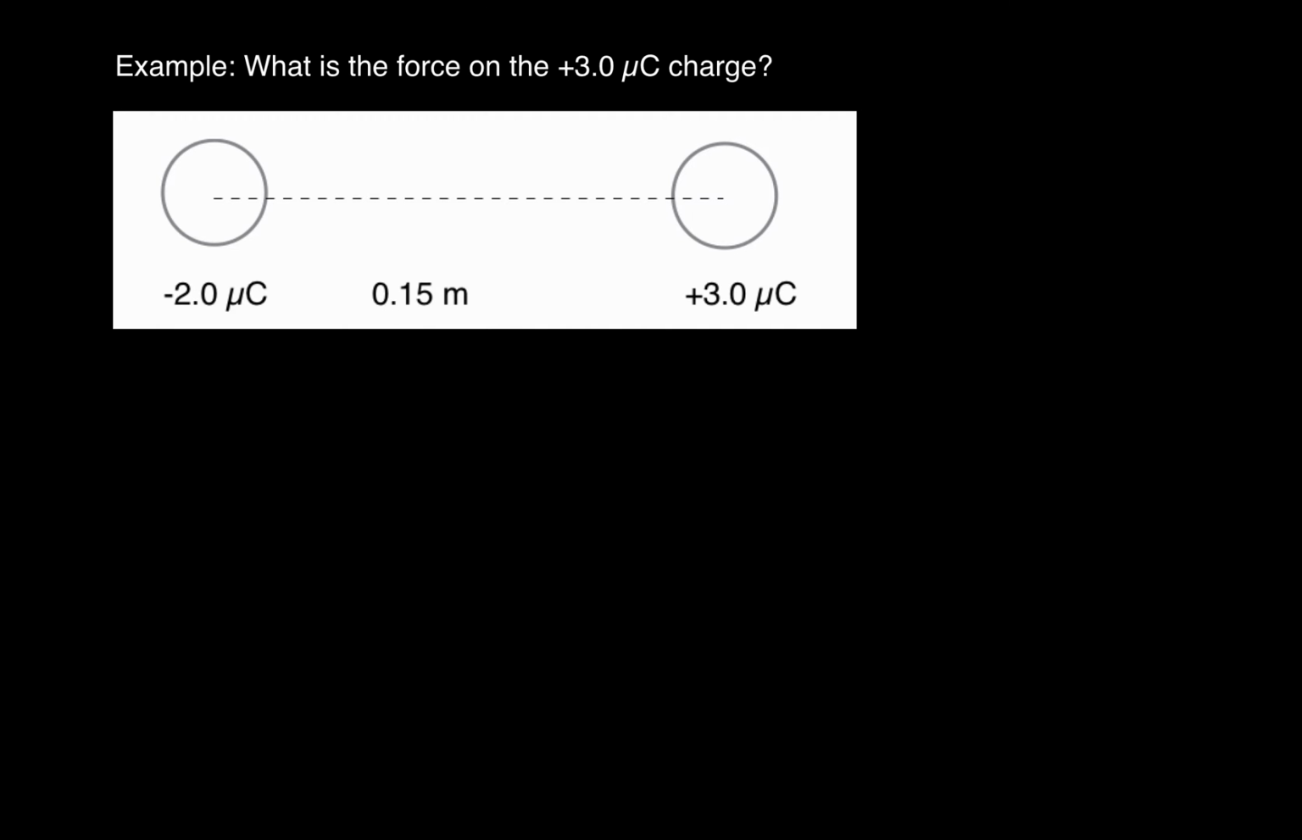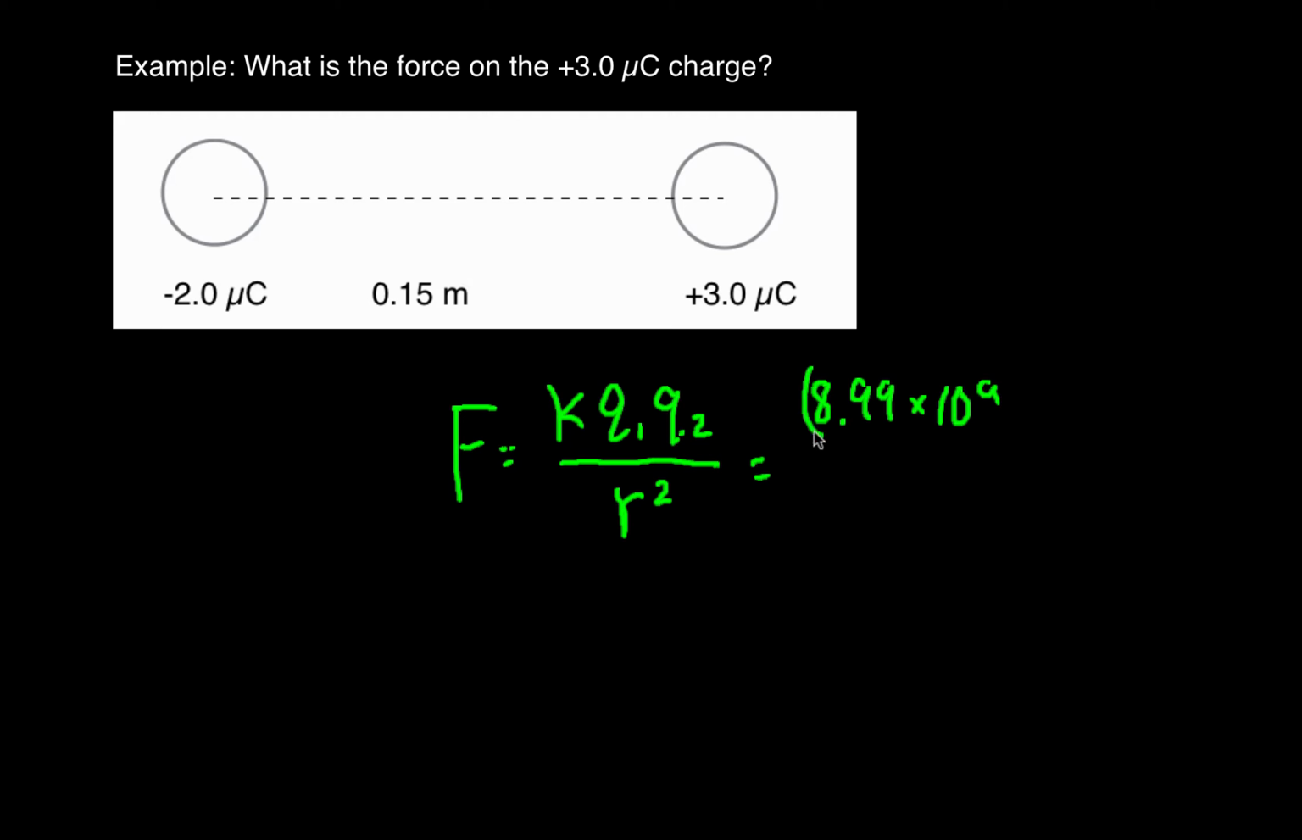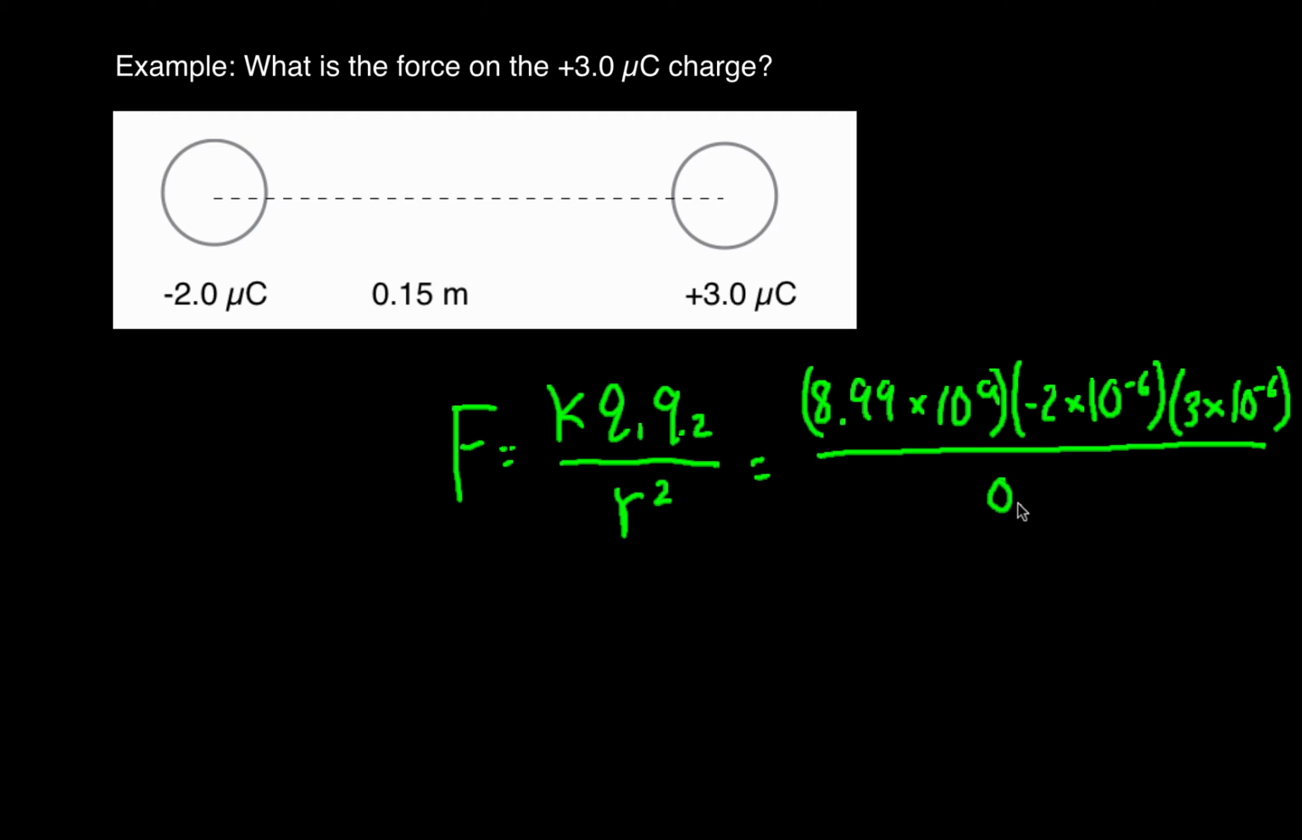Coulomb's law says that F equals K Q1 Q2 over the separation distance squared. This is 8.99 times 10 to the 9, which is Coulomb's constant, times the magnitude of the two charges. We have -2 microcoulombs, which means times 10 to the -6, times 3, again in microcoulombs, which is times 10 to the -6, divided by the separation distance of 0.15 squared.